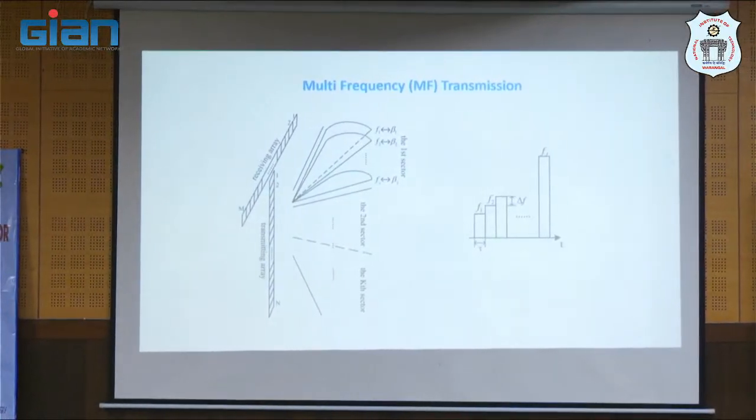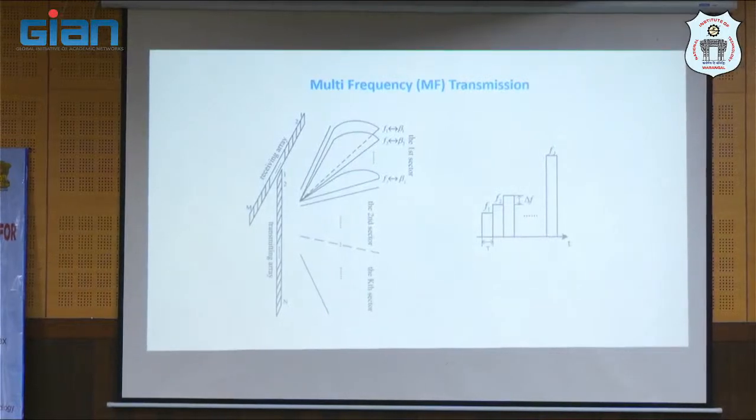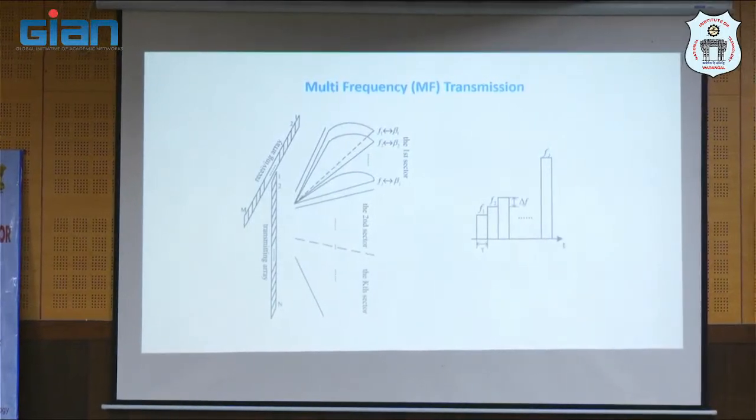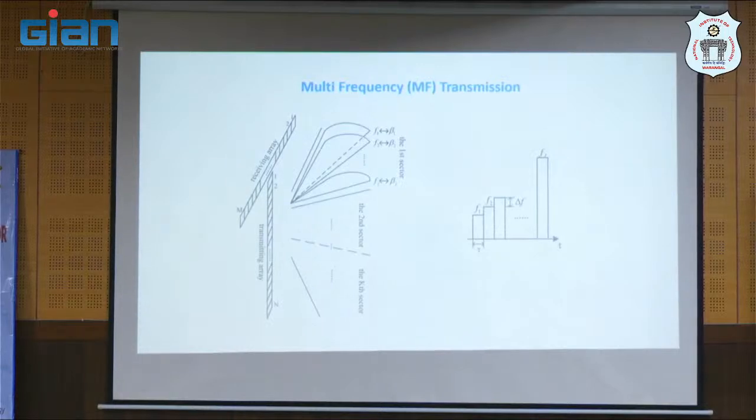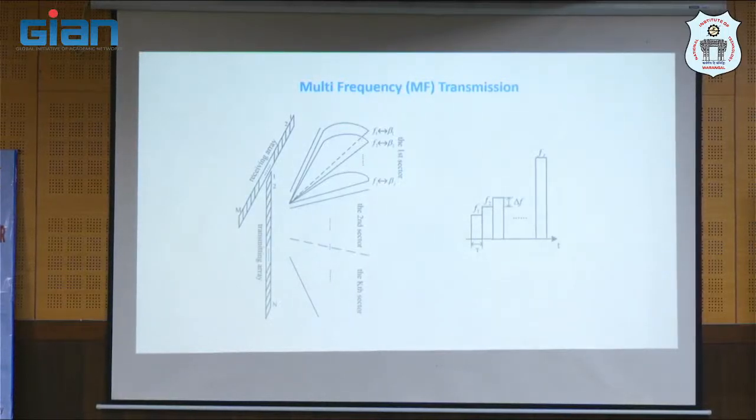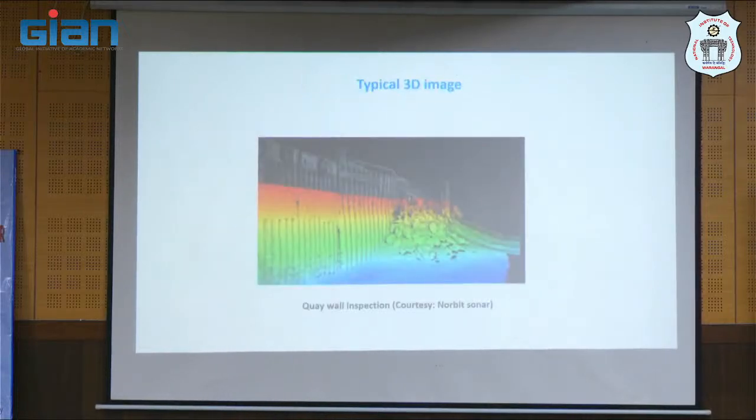Probably we can use some kind of sub-array techniques for two frequencies, maybe high frequency for high resolution imaging and a sub-array with low frequencies for signal penetration. That is one challenge. Another, so this is a typical 3D image. It is from an orbit sonar actually, but this is for the objects above the water. If below water, then how to address this? That is a challenge.